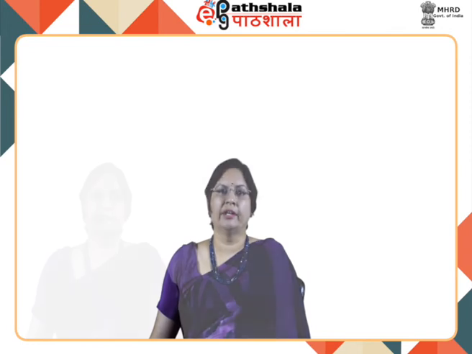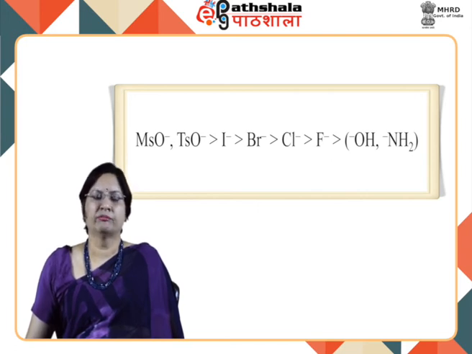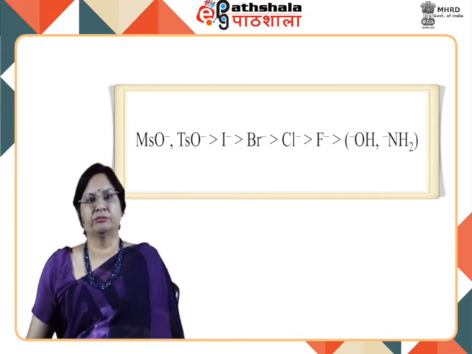Thus, the leaving groups can be arranged in the order as shown here, that is, MsO minus and TsO minus are very good leaving groups, followed by I minus, Br minus, then Cl minus, F minus, and then followed by OH minus or NH2 minus. Actually these two are very weak leaving groups, and as such they will not undergo the SN2 mechanism. Only in the acidic medium they will give rise to reactions.